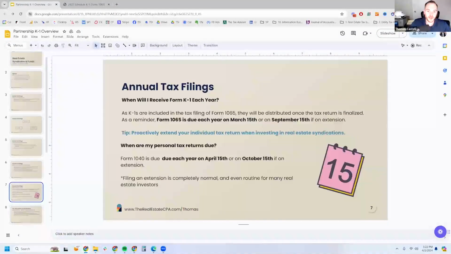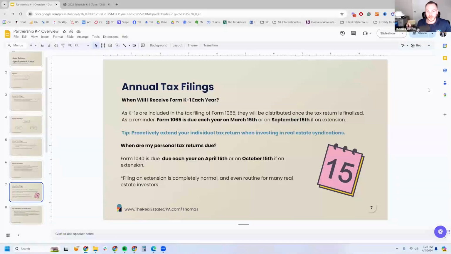Now, annual tax filings, we covered this a little bit, but Form 1065 again is due March 15th, or September 15th if it's filed an extension. The general advice here, like we mentioned before, is that if you're investing in syndicates and funds, and you're investing in enough of them over a longer period of time, you're inevitably going to have to file an extension. So typically you want to assume this is going to be the case and proactively do that. Your CPA can do that on your behalf, or you can do it relatively easily yourself.